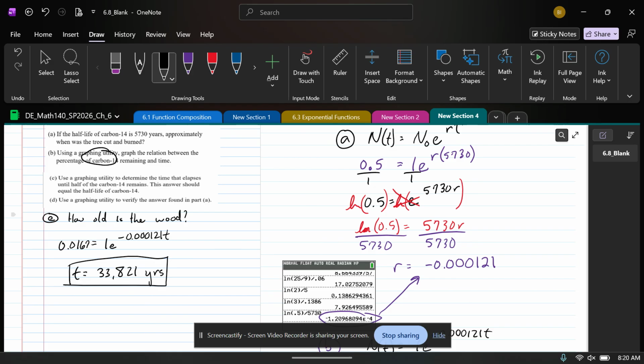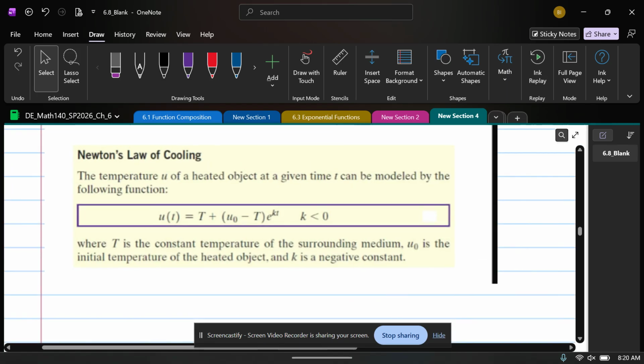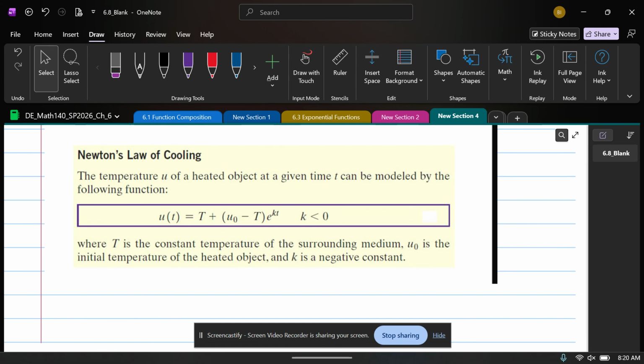All right, next thing is a pretty cool thing called Newton's law of cooling. So that is Isaac Newton, or Sir Isaac Newton, that we're talking about here. Newton's law of cooling said that if an object is heated and you get the temperature of that object.